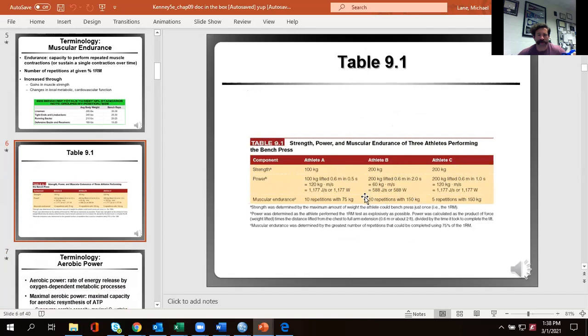Now, when it comes to the ability to do repetition endurance, that's where you see athlete B come forward and have a better performance than both athletes C and A. And either way, these are pretty impressive numbers, because if you've got a guy that can do a 200 kilogram bench press, that's 440 pounds, that's pretty darn strong, unless they're just a very large land mammal in the first place. And then to do 10 repetitions at 150 kilos, which means 330 pounds, much less five reps at 330 pounds, that is once again a pretty strong human.